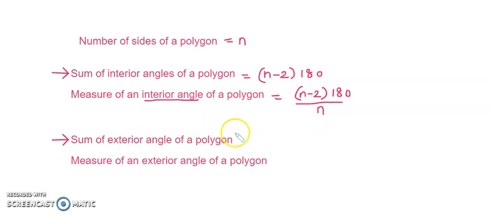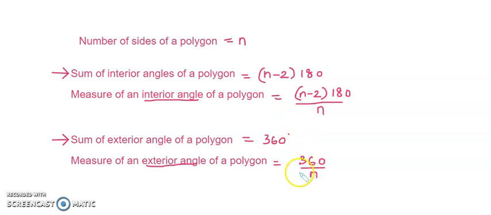Next, the sum of exterior angles of a polygon. For any polygon, the sum of exterior angles will always be 360. Let it be a pentagon, octagon, or a decagon, the exterior angles will still add up to 360. So if you want to find the measure of one exterior angle, it will be 360 divided by the number of sides of the polygon.